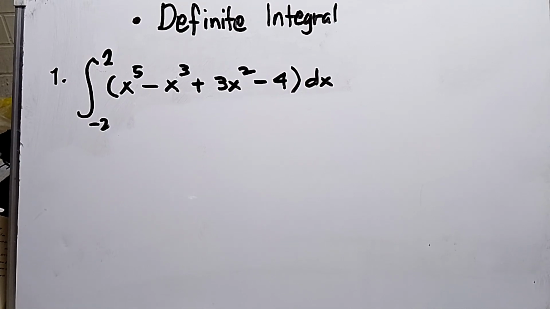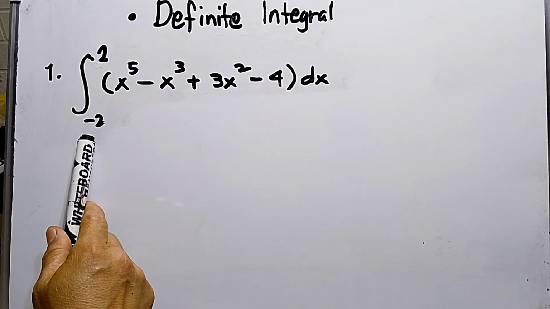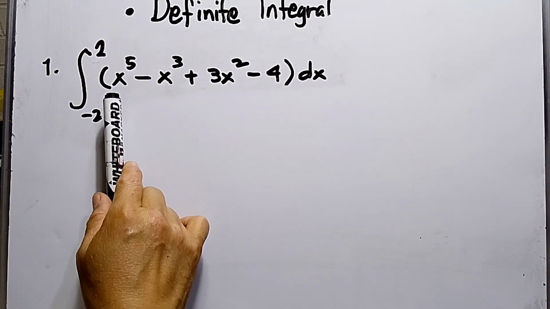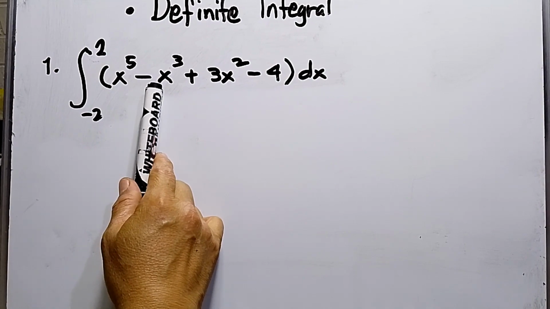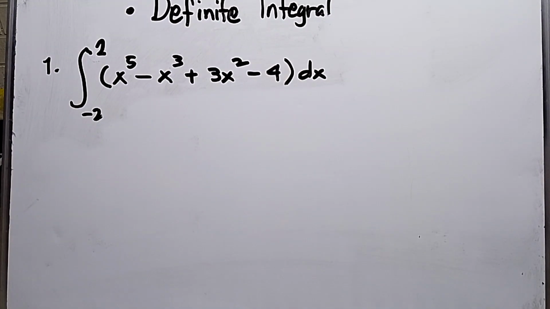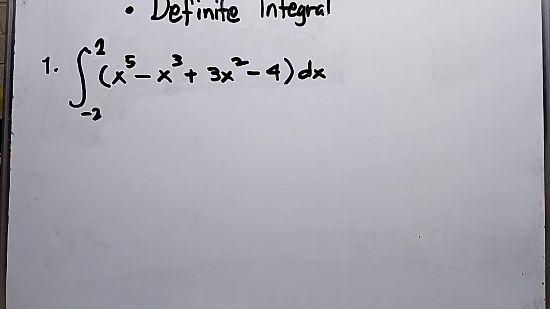I have here number 1. Integral from negative 2 to positive 2. The function is x to the fifth minus 3x cubed plus 3x squared minus 4 dx. So we need to evaluate this one.